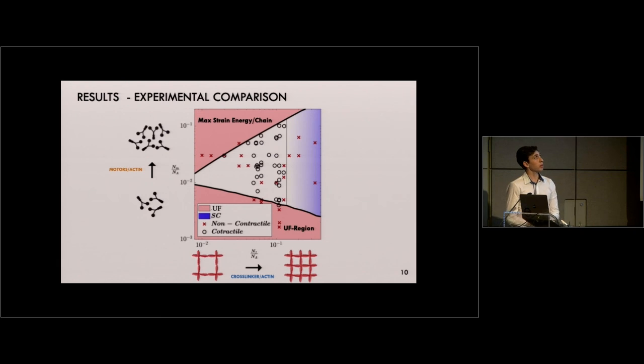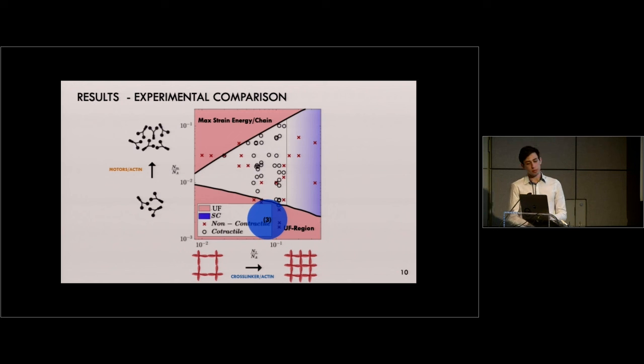So to compare with experimental results, again, the circles represent contractile regions, whereas the X's represent non-contractile regions. With our model, we can accurately predict the third region. So this is the unfavorability region that determines that minimum amount of motor required to contract. So this is what the unfavorability region predicts.